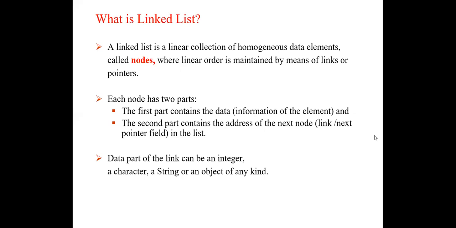So you might be wondering, what is linked list? Linked list is a linear collection of homogeneous data elements called nodes, where linear order is maintained by means of links or pointers. Each node has two parts. The first part contains the data. The second part contains the address of the next node. Data part of the link can be an integer, character, string, object of any kind.